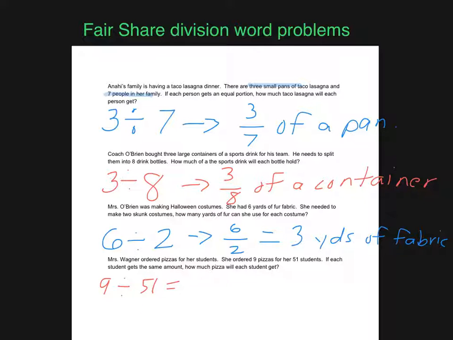We have our division problem. We can write that in as a fraction. And each student will get 9/51 of a pizza.